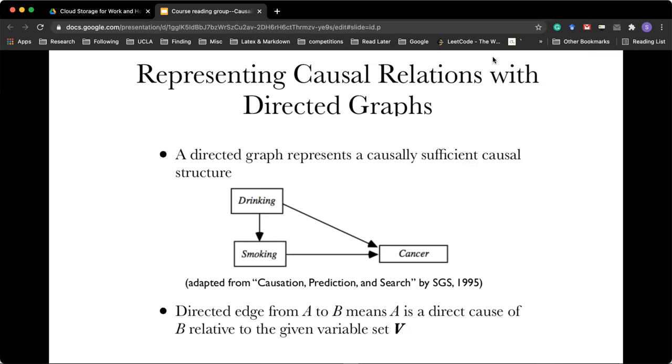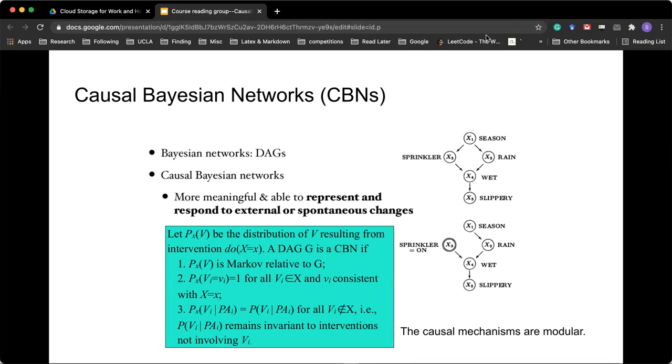In a graphical model, we can just put the variables as nodes, and then we can put a directed edge between two variables and let this edge mean causal. Then we can draw such a directed graph. Suppose there is an edge from A to B, then it means that A is a direct cause of B. This kind of graph is called a causal graph.